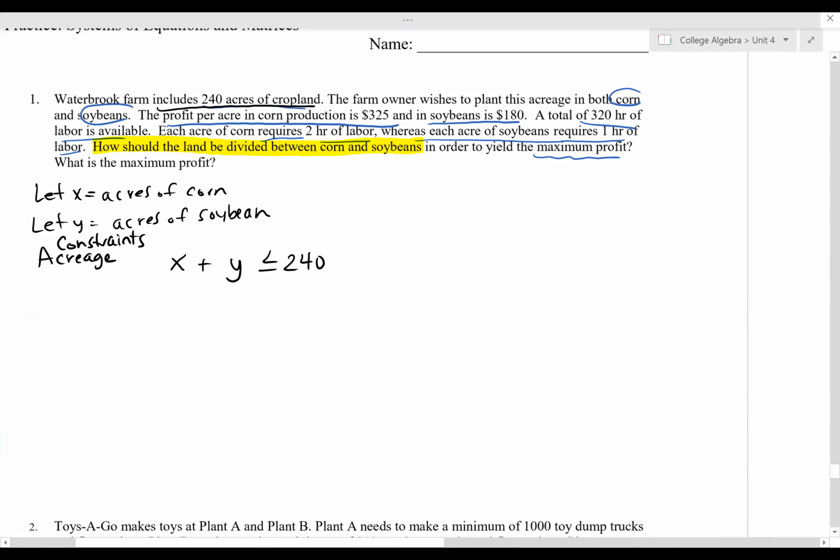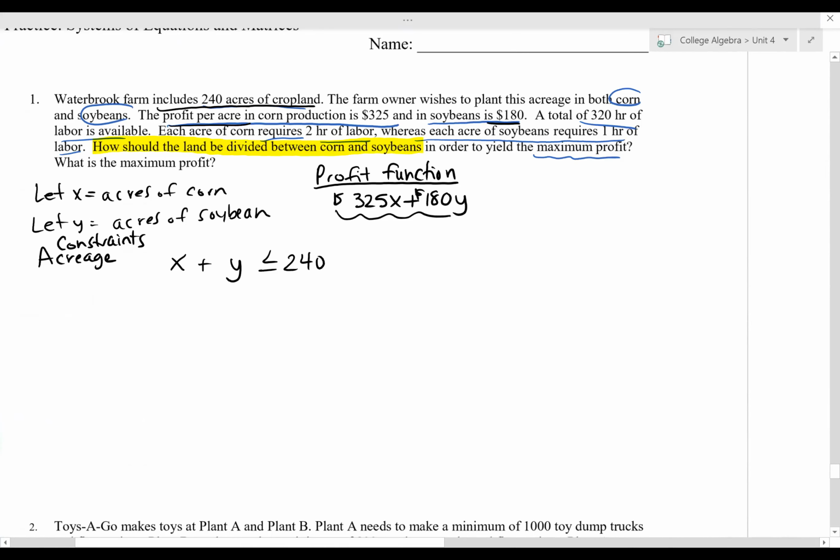Now, if I keep reading, it says that we have profit. So that's a totally different thing. That's going to be used at the very end of the question, but I do need to set up my profit function. And this is just used at the end to determine the maximum profit. So it's 325 for corn, so that would be 325x plus 180 for soybeans, so plus 180y is going to give me my profit. So I'm going to come back to that at the end.